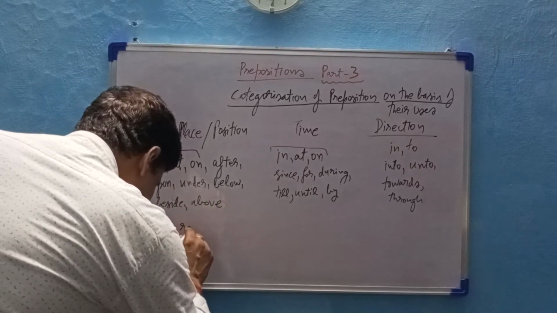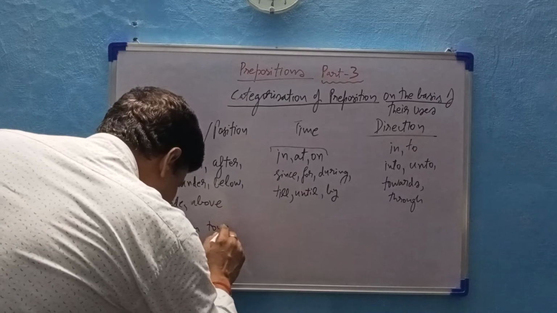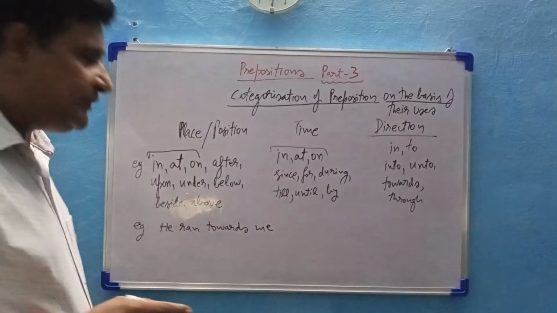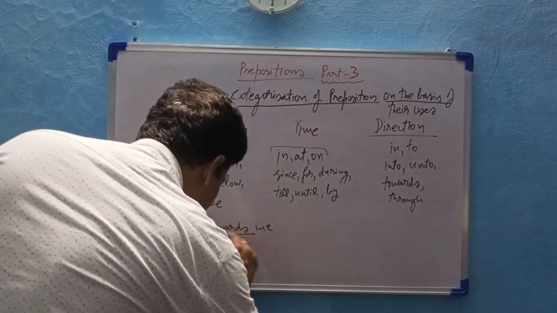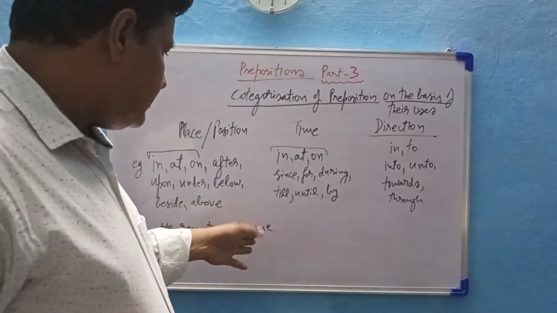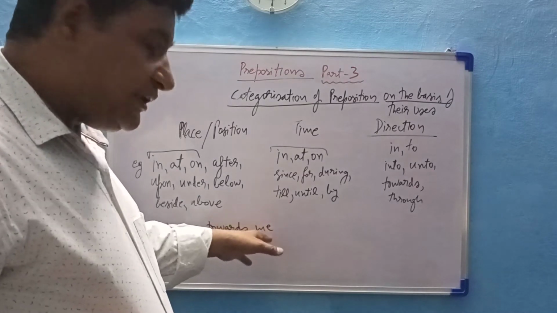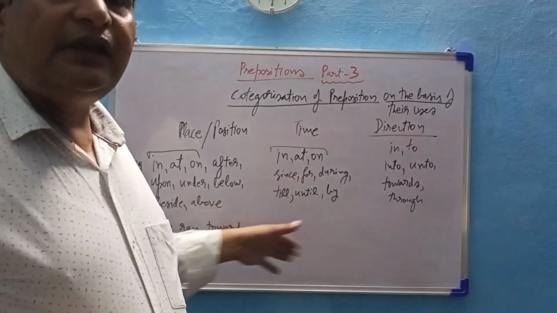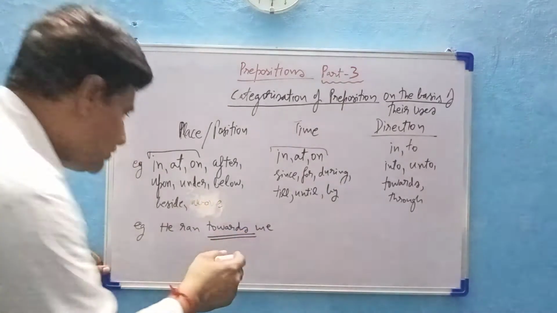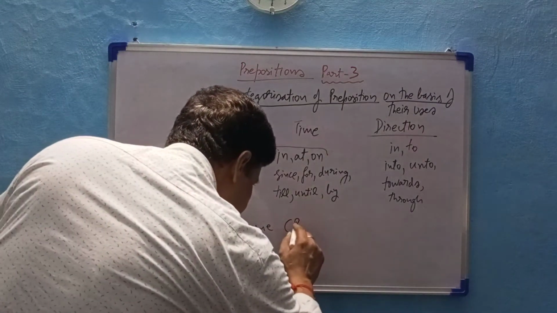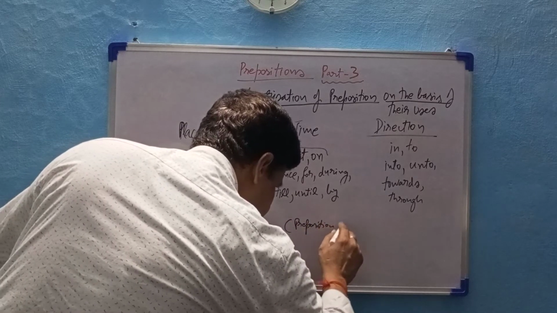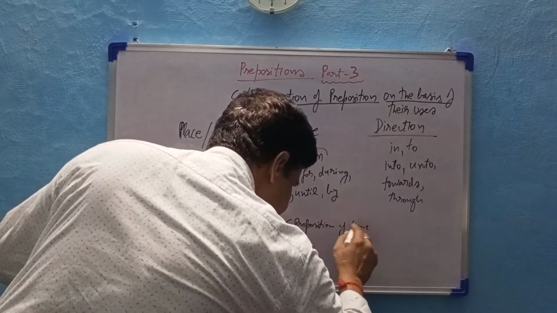He ran towards me. That means in the direction of me, he ran. So this is the preposition of direction.